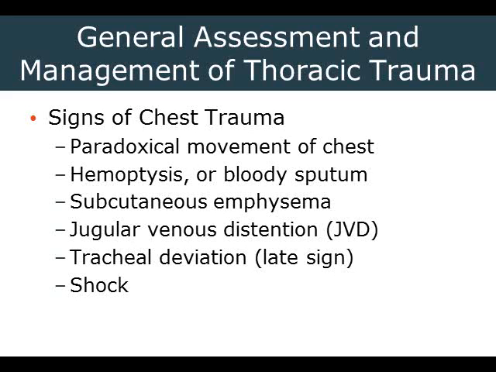Hemoptysis or bloody sputum, subcutaneous emphysema, which is the air bubbles underneath the skin, usually in the neck, the jaw, and the upper chest, caused from a leak in the airway system. JVD, tracheal deviation, both of those are fairly critical. Tracheal deviation is a very late sign. And signs of shock.